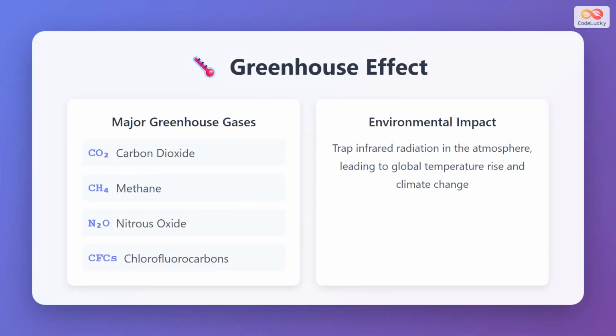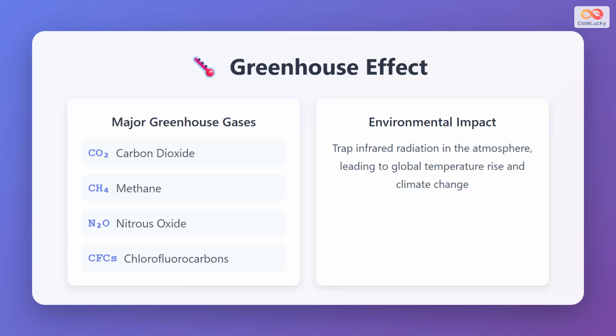The greenhouse effect is a natural phenomenon intensified by human activities. Several gases in our atmosphere trap heat and contribute to global warming. Carbon dioxide, CO2, is the most abundant greenhouse gas, primarily released from burning fossil fuels and deforestation. Methane, CH4, is produced from agricultural activities, livestock, and decomposition of organic waste.